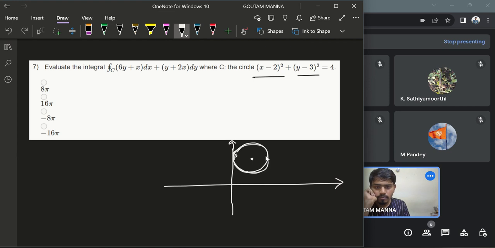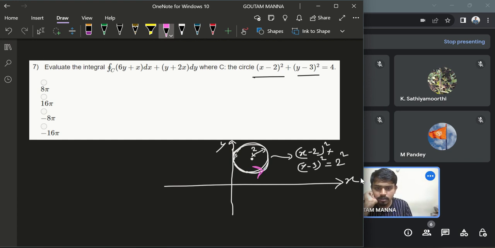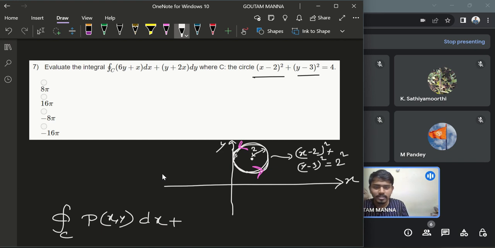So this center is (2, 3), and this radius is 2: (x minus 2) square plus (y minus 3) square equals 2 square. We are asked to evaluate this line integral along this closed curve. I have to find this line integral along this closed curve, of P(x, y) dx. Basically, this is a complicated curve to track, so we will use Green's theorem and transfer this line integral to a surface integral.